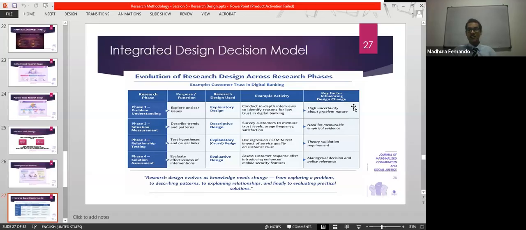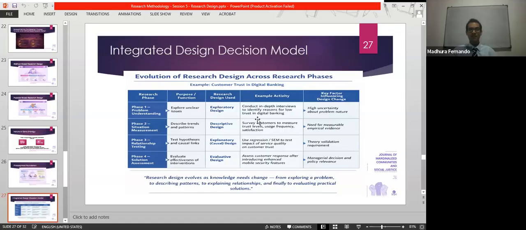And the key factor influencing design change: high uncertainty about the problem's nature. You are not certain about it, so that's why you employ exploratory design in this phase, right? In the second phase, you describe the trends. Now you have come up with some insights and understanding of the research problem, so you are describing it. Now you get descriptive statistics. In that case, you use descriptive design. You survey customers to measure trust levels, usage frequency, and satisfaction.